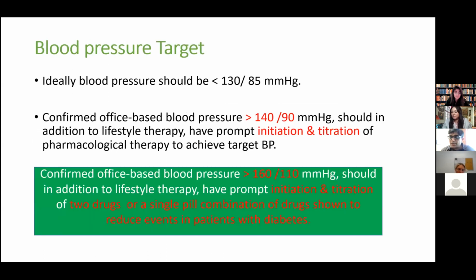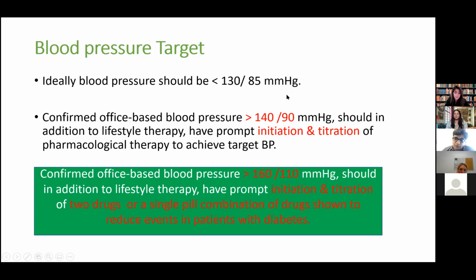So these are the blood pressure targets for diabetic patients. Ideally, we should target a blood pressure of less than 130 systolic and 85 diastolic. So that is our target. However, if we have a patient who has diabetes and their blood pressures are running more than 140/90 consistently at home and on visits, then in addition to the lifestyle, which is weight loss, diet, and exercise, we should consider initiating medications or pharmacological treatment to achieve our target, which is less than 130/85.